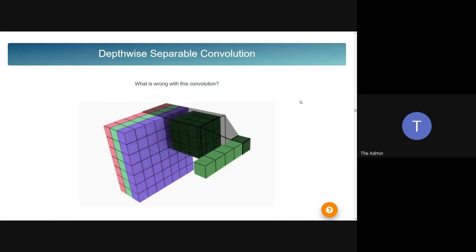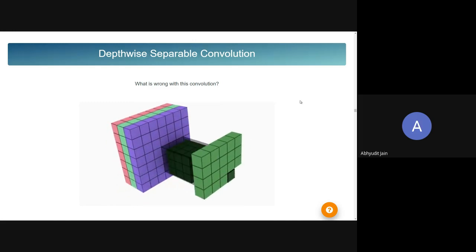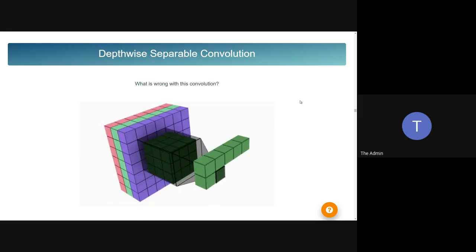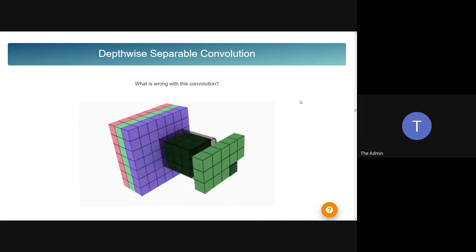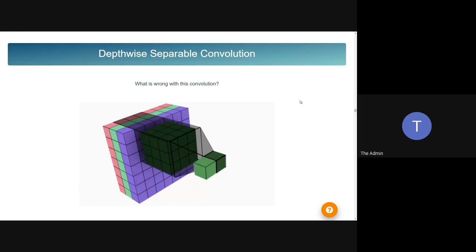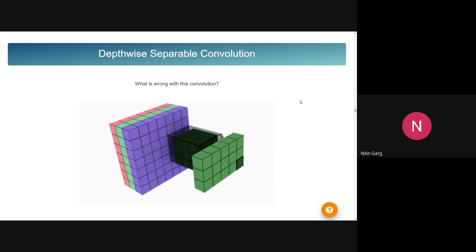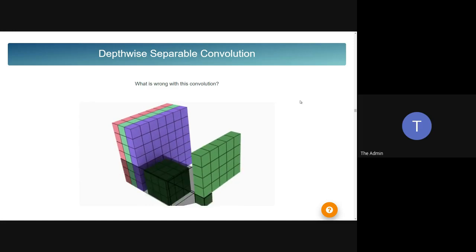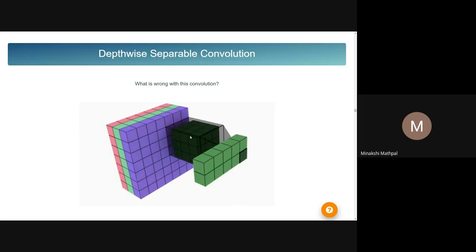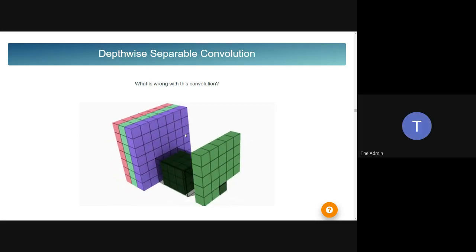How many kernels do we have right now? We have 1 kernel, right? 1 kernel will give us 1 channel. So what is wrong with this convolution? Is something wrong? There's nothing wrong in this. The only mistake I made was to not color the channels of the kernel properly. So nothing is wrong with this.